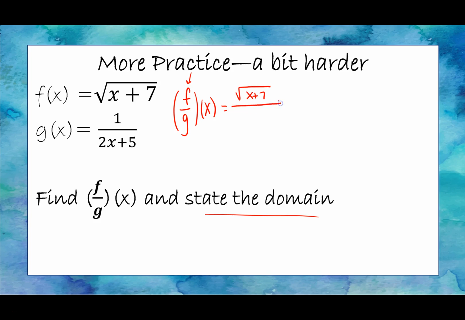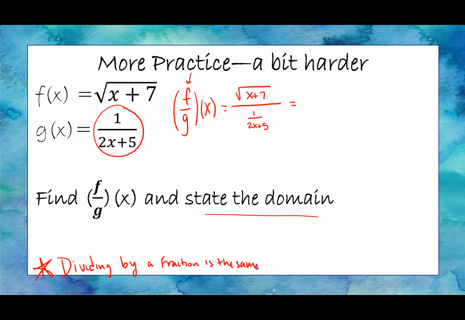Now we're dividing by my g of x, which is actually a fraction. Now we should know from Algebra 1 that dividing by a fraction is the same thing as multiplying by its reciprocal. I'll write that down for those who don't remember that. Dividing by a fraction is the same as multiplying by its reciprocal. Okay, so maybe pause the video, get that down.